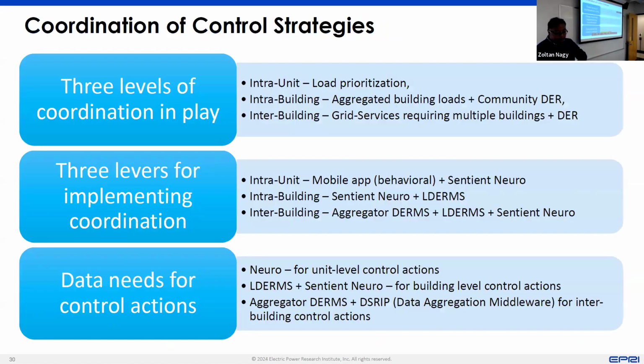And then we have a set of coordinated control strategies, again, happening at three levels: at the individual unit level, at the building level, and across the buildings. We also have data coming out of these, and we also have levers for implementing these controls. Inside the unit, it's driven by a mobile app and the DERMS. At the building level, it's the DERMS, and across the buildings, it's at the Neuro lab.